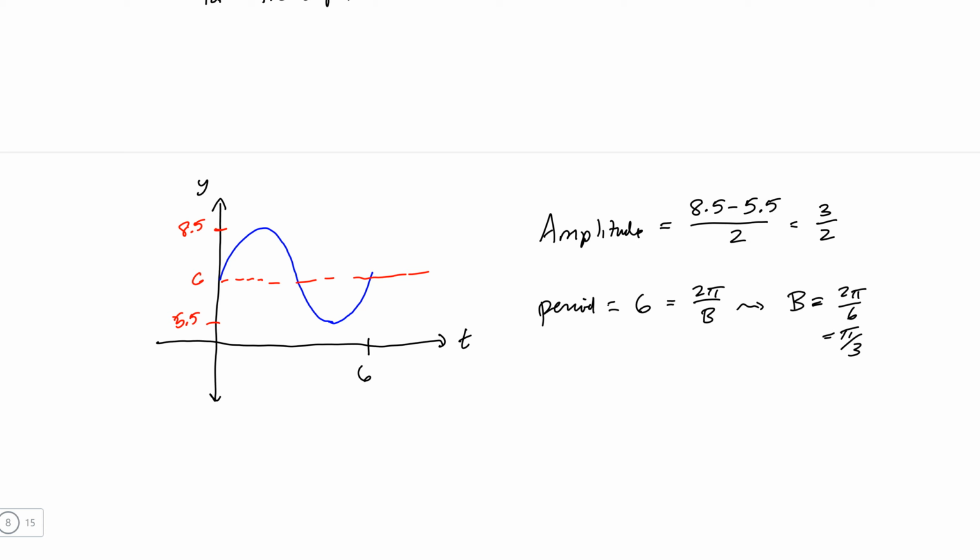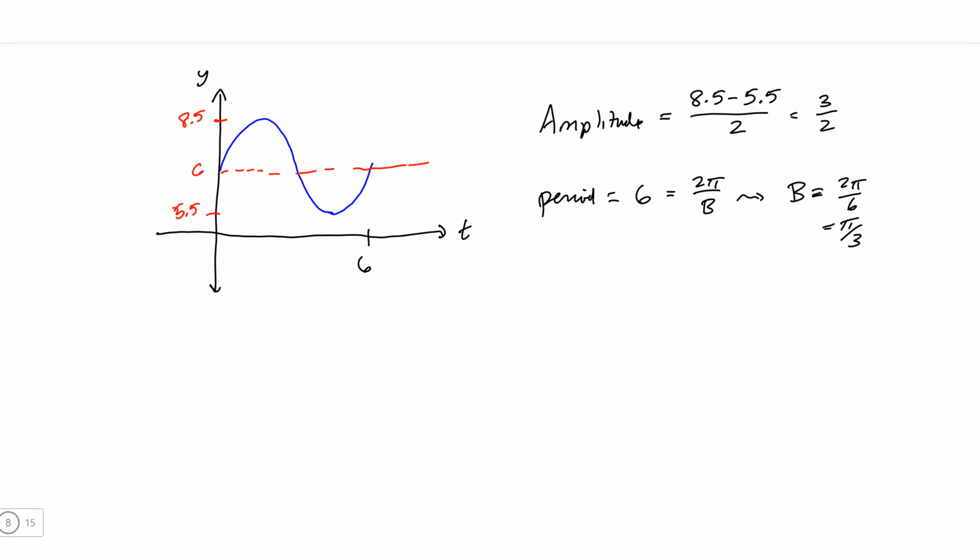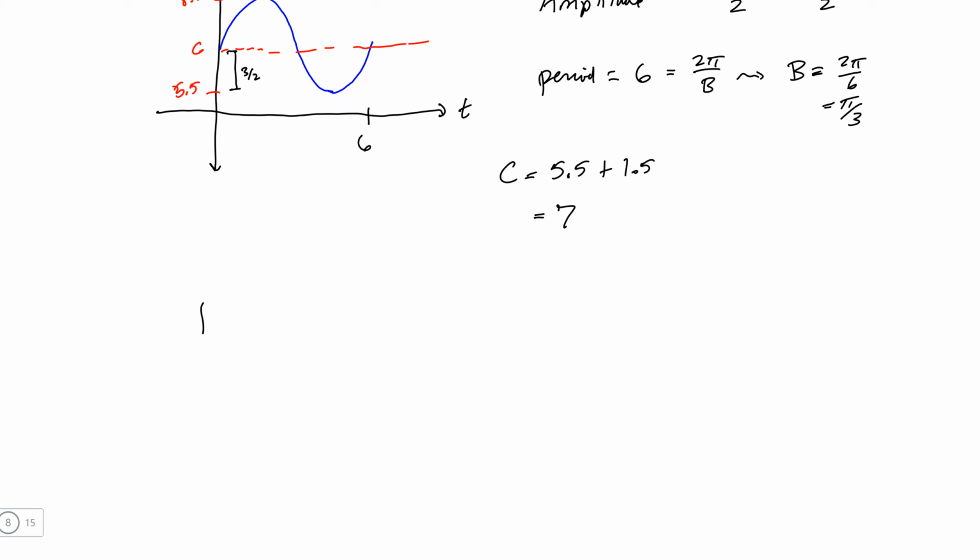And then we notice that c is right in between here. So if this amplitude here is 3/2, then c is 5.5 plus 1.5, which is 7. So when I go to write my graph, I can write f of t. I know I've shifted up by 7 because that's my c. My amplitude is 3/2, and then we've drawn this as a sine function where the b value here is pi over 3 with a period of 6. So this is my function.